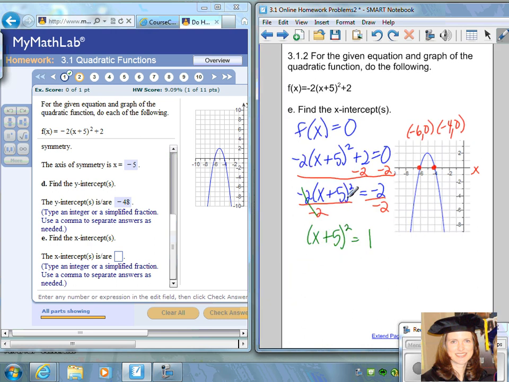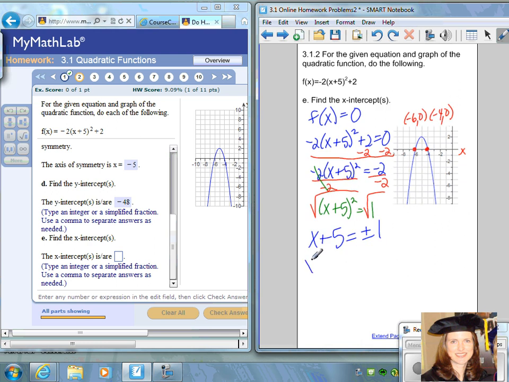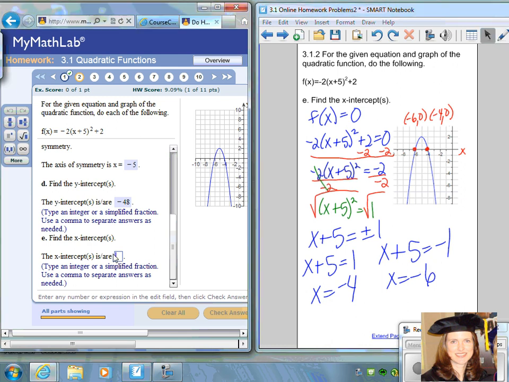And then you're going to take the square root of both sides. When you take the square root of something squared, you have to set up two equations. So you get x plus 5 equals plus or minus 1. So you're going to set up one equation where x plus 5 equals a positive 1 and x plus 5 equals a negative 1. Subtract 5 from both sides of the first equation to get x equals negative 4. Subtract 5 from both sides of the second equation to get x equals negative 6. So our two x-intercepts are negative 4 and negative 6.